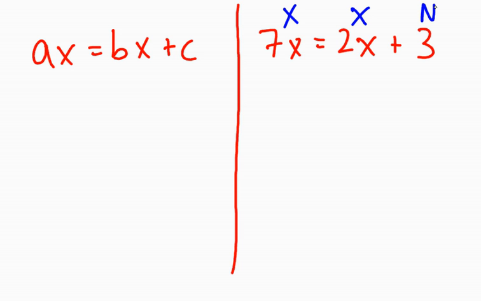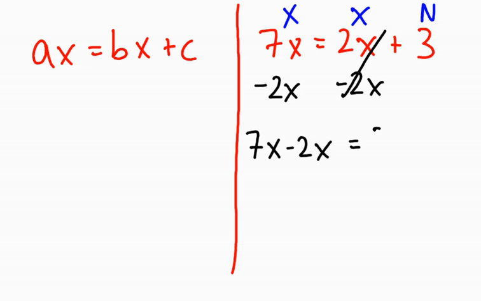I need to get my x terms to the same side. So how am I going to do that? Well, I would subtract 2x from each side, because I already have my not x's on the right. These would go away, and I really have 7x minus 2x equals 3. We're going to simplify this to be 5x in a second, but I'm going to write this because it's going to help me over here.